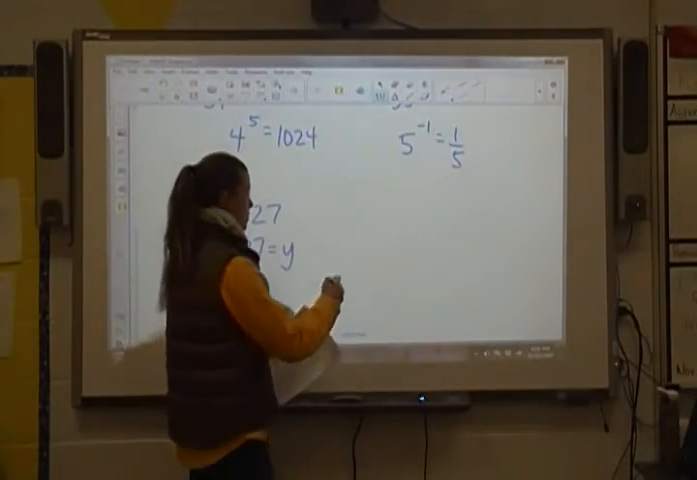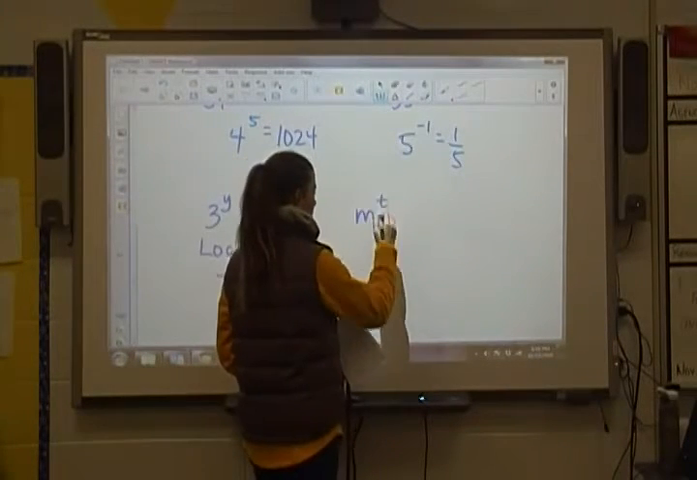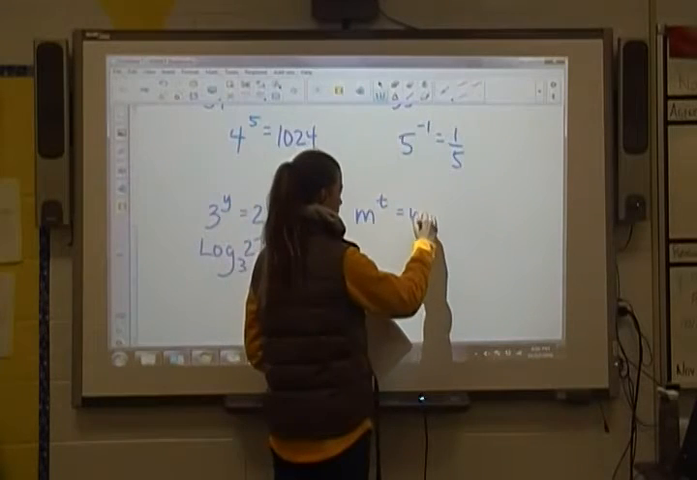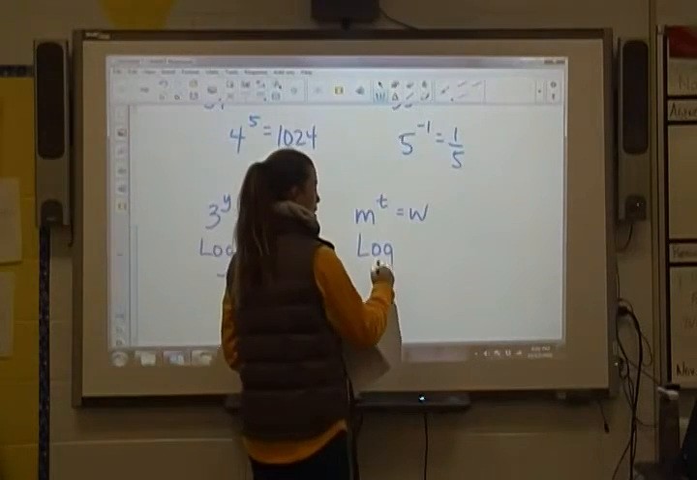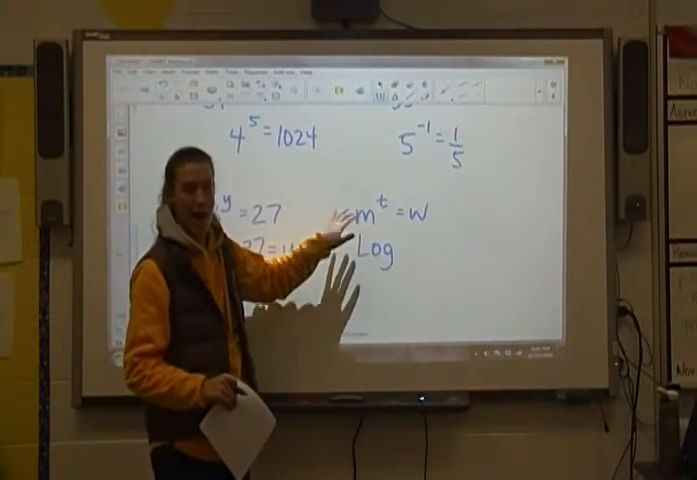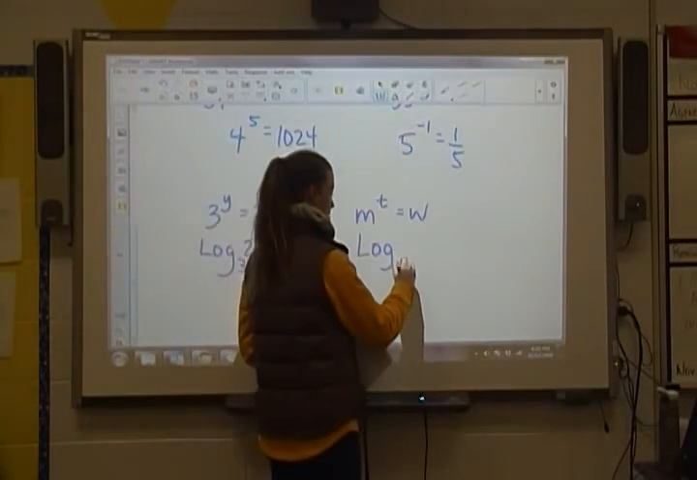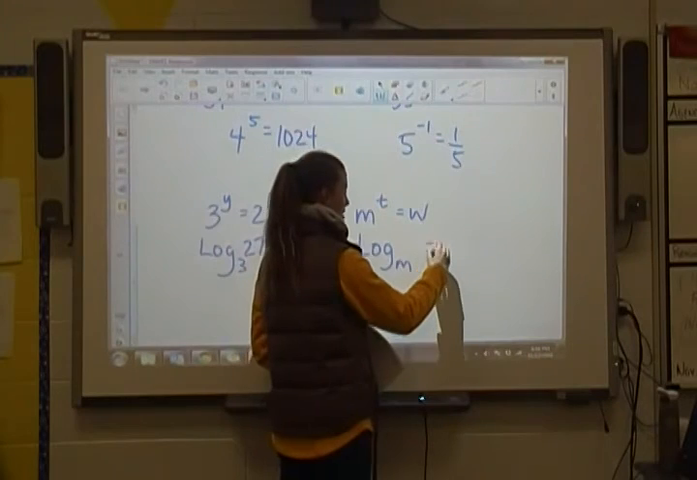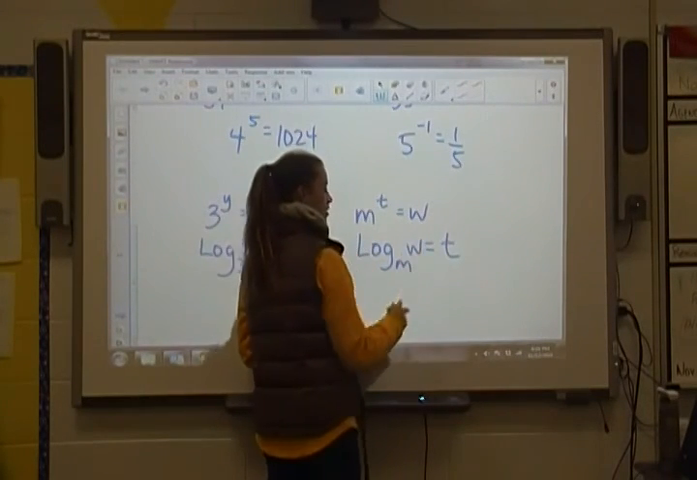Let's try another example. If I have m to the t power equal to w, and I want to change that into log form, first off, I look at my term here of m is my base, then my exponent is t, which leaves my w to go right in there.